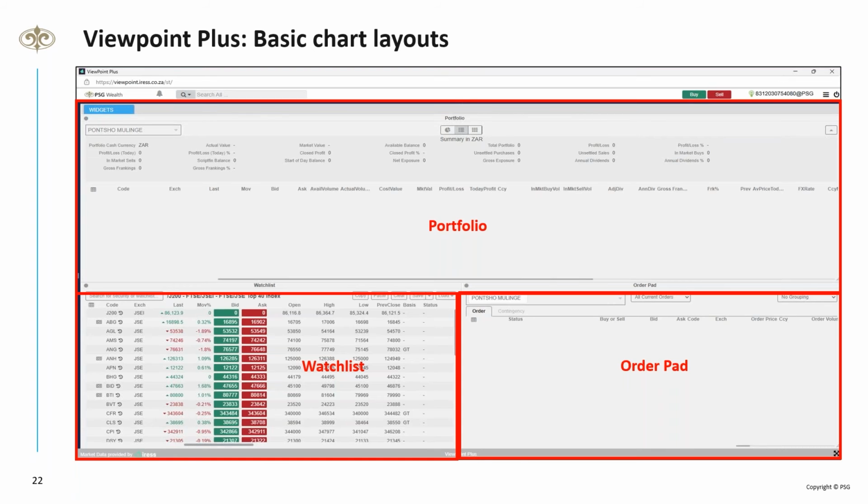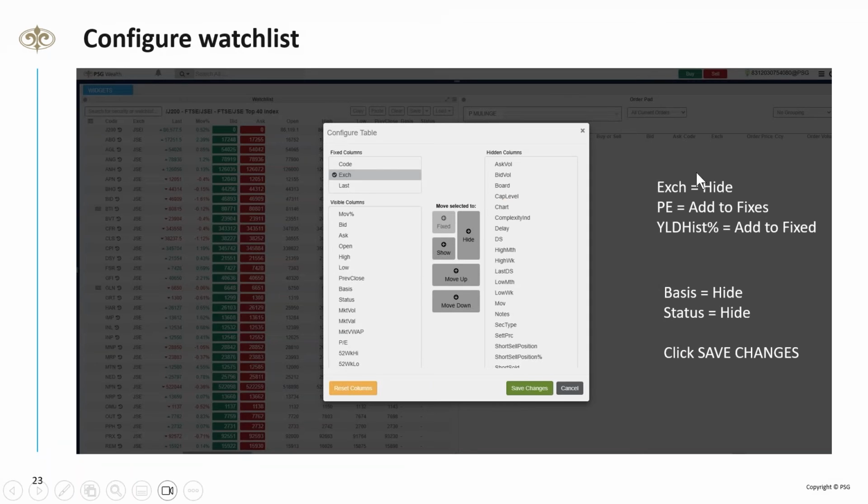I suggest that you reconfigure it. You close this tab, you click on this little button over here. It says close the widget, remove the portfolio. You don't need it right now. And then you'll get the scenario where you have two screens. There we go. And then on your watch list, we're on the watch list now.